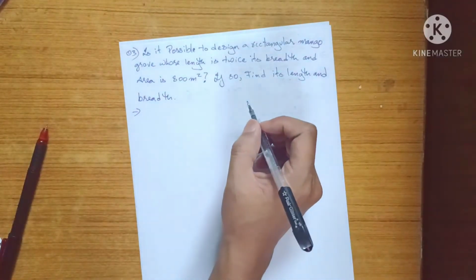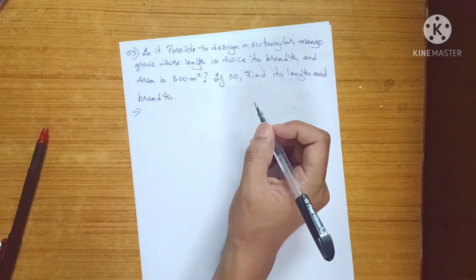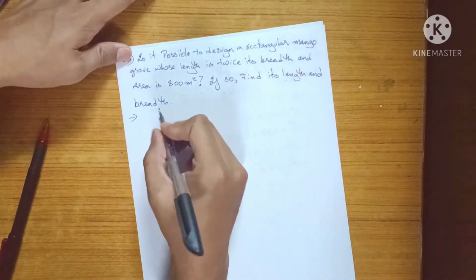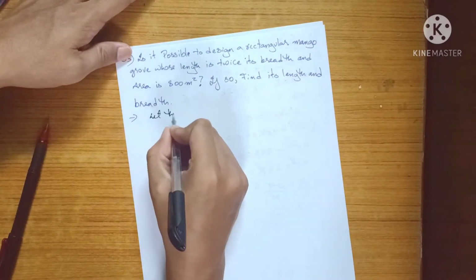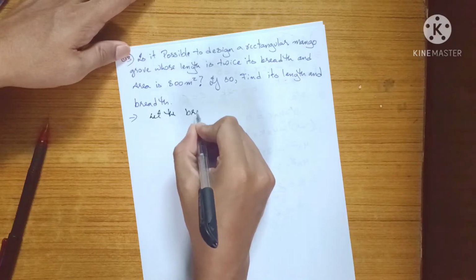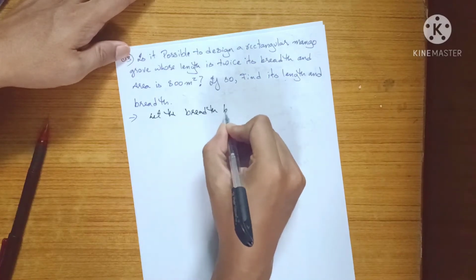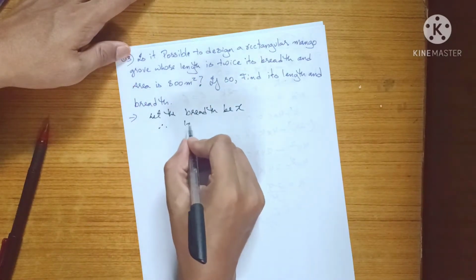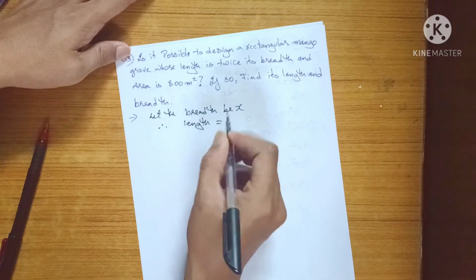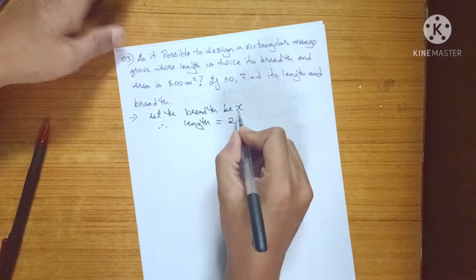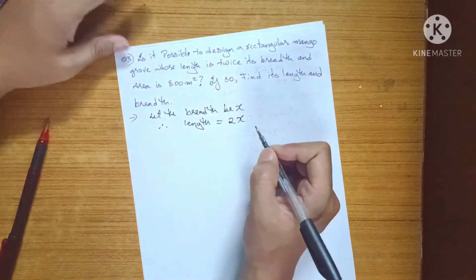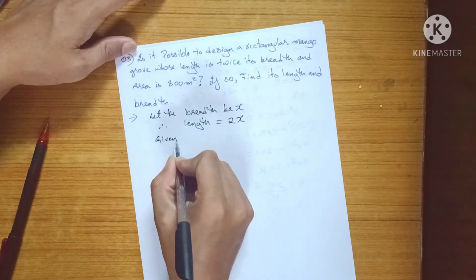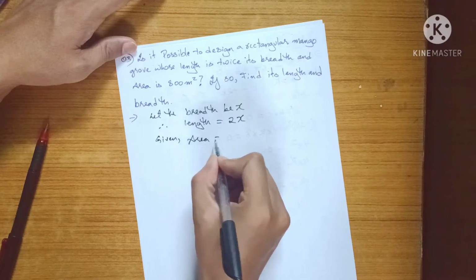Is it possible to design a rectangular mango grove whose length is twice its breadth? So let's take the smaller one, breadth. Let the breadth be x, and then the length, since length equals twice its breadth, is 2 times x. And they've given us area equal to 800.